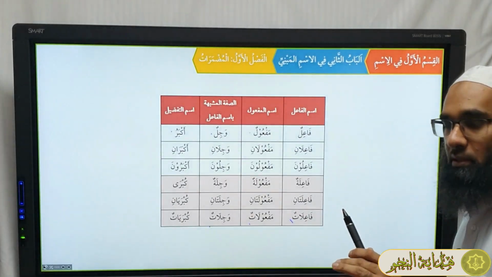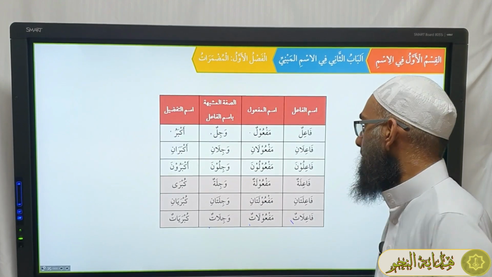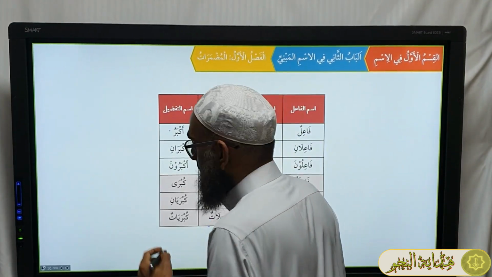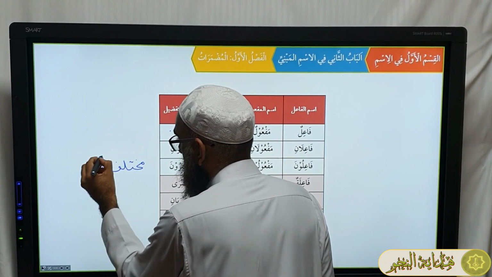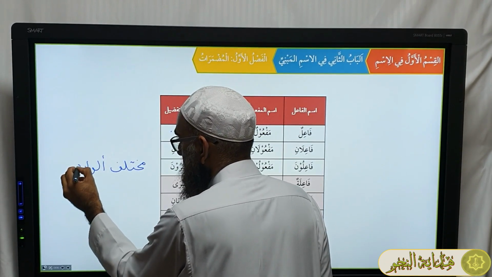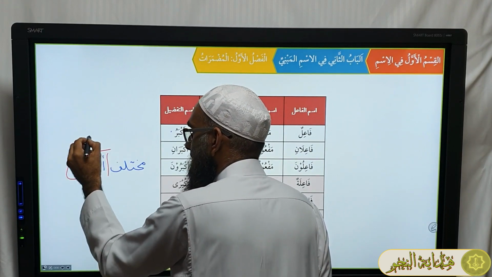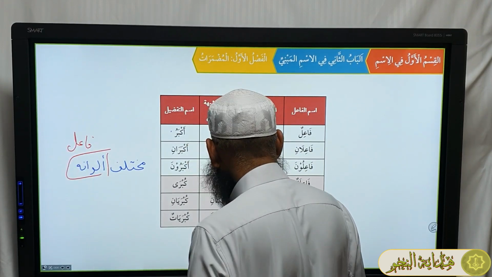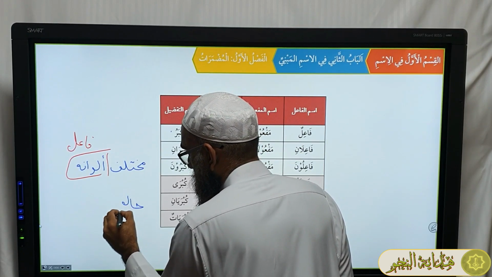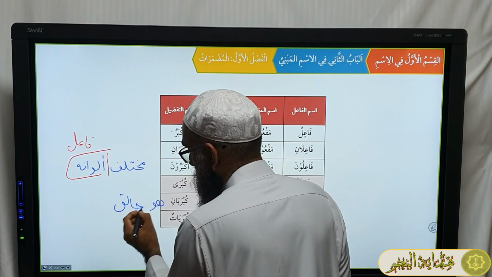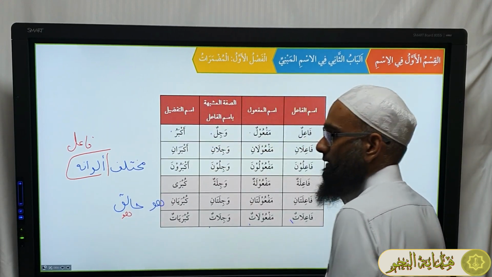All of these, when they don't have the fa'il after them, if I say, for example, mukhtalifun alwanuhu, then there's no zamir mustatir because the alwan is a fa'il. The fa'il is here. If I say, for example, khaliqun, huwa khaliqun, then in here, there's going to be zamir mustatir, huwa.